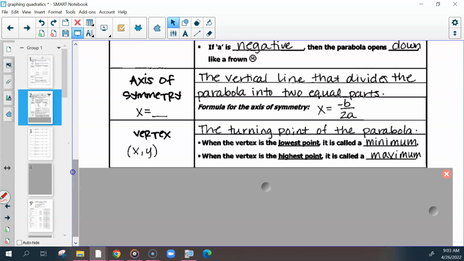Does anyone still need this? We're going to do some of these examples and then move on to the graphing.